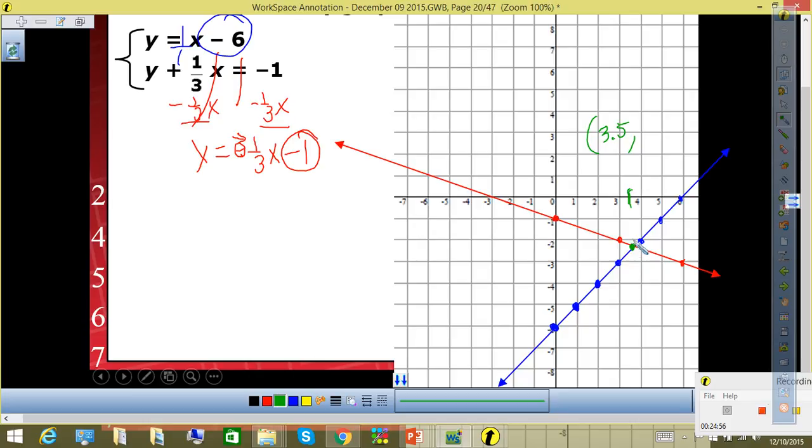Let's see, what kind of numbers did we get? 3.7, negative 2.3. Okay, negative 2.3. All right. 3.5, negative 2.5. I'll take that also. And so on and so forth. How are we doing? Good?